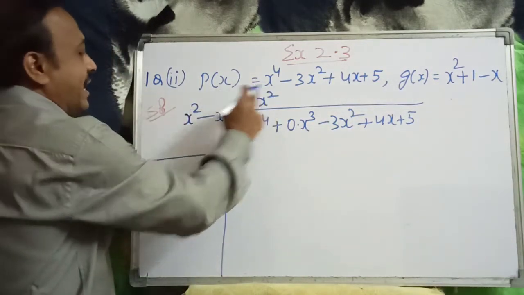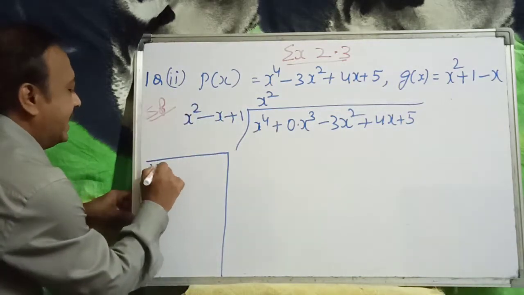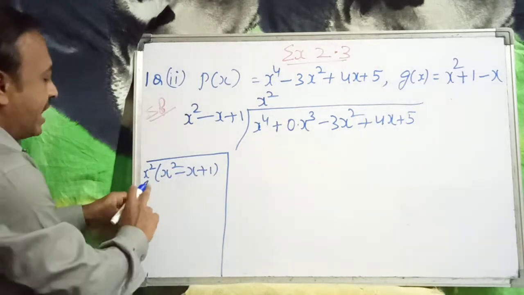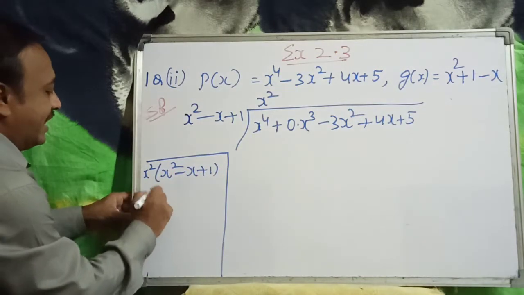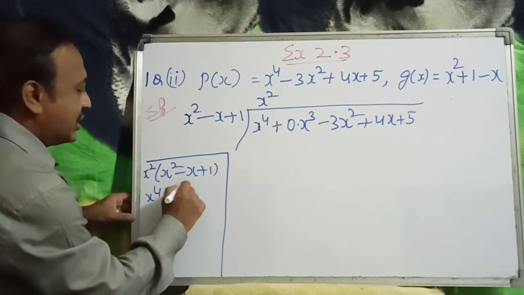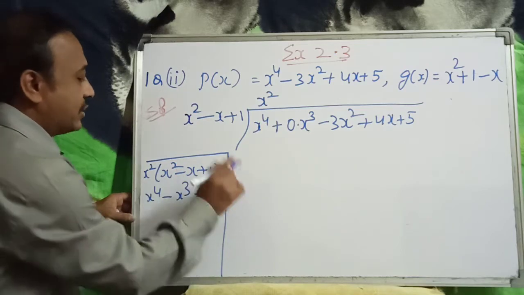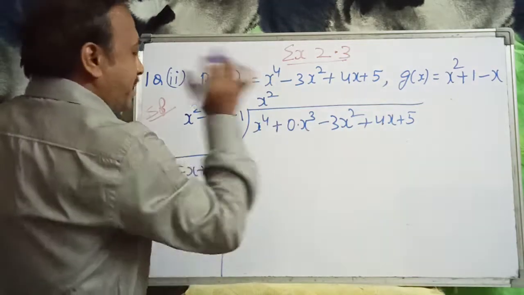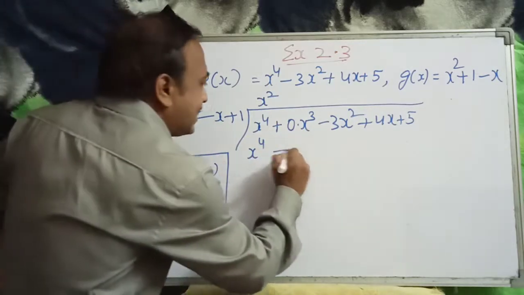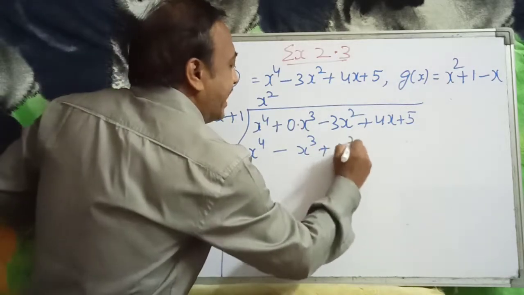X square into this whole divisor: x square into x square minus x plus 1. If you multiply x square into x square, you get x to the power 4, minus x square into x, x cube, and x square into 1 is plus x square. So these terms we write in this place now: x to the power 4 minus x cube plus x square.